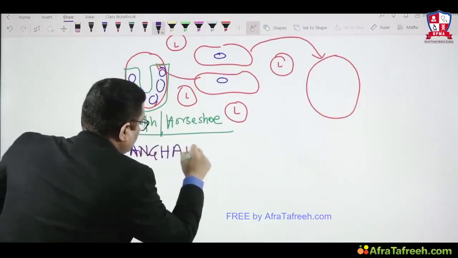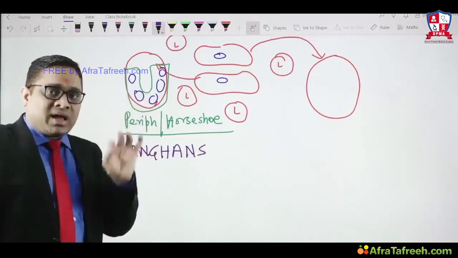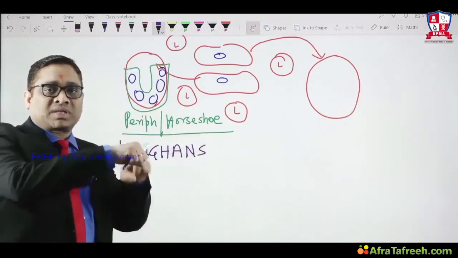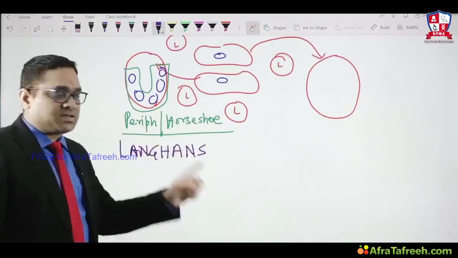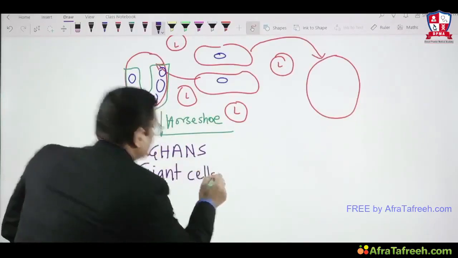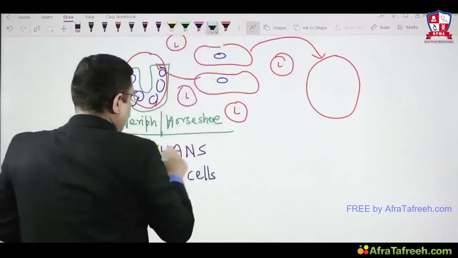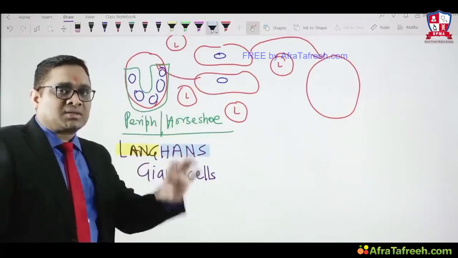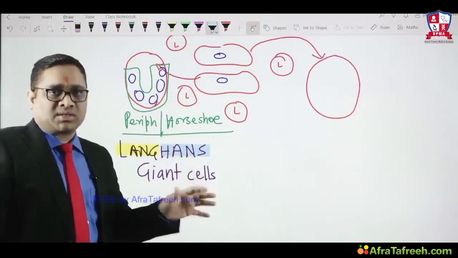Langerhans. See what I have written, Langerhans, not Langer. Langerhans cells are antigen presenting cells of the skin. So they are not Langerhans cells, they are Langerhans giant cells. That difference we must keep in mind. It is Langerhans giant cell, not Langer. Langerhans cells are antigen presenting cells of the skin, which is one important question in exams.